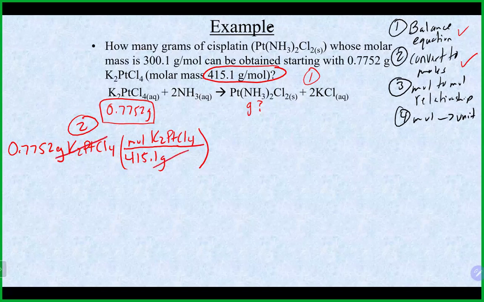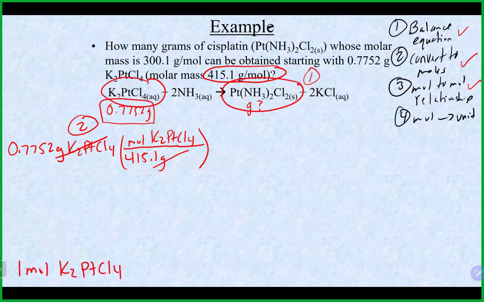And now we do need to do our stoichiometry part, which is the third step. And we would go to the equation and look at both of those things. And from the balanced equation, we could see that for every 1 mole of our K2PtCl4, we get 1 mole of our cisplatin, which is our Pt(NH3)2Cl2. So that's not too bad. So I'm going to use that as my third step.